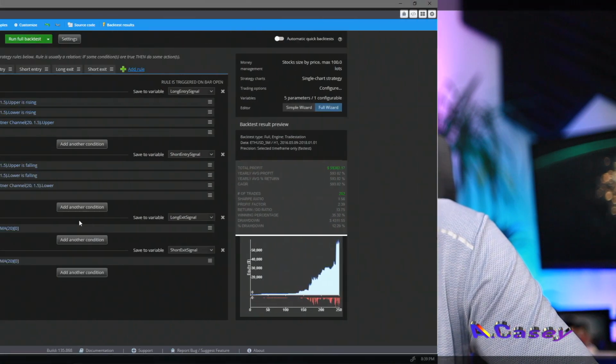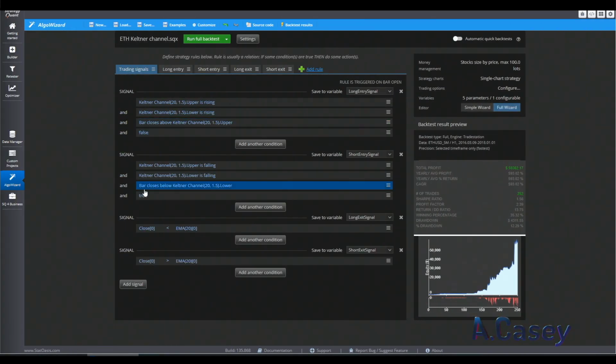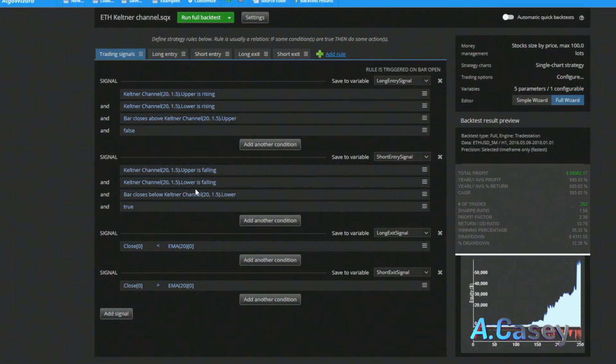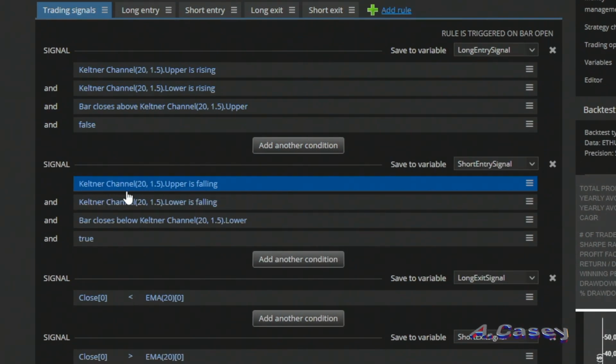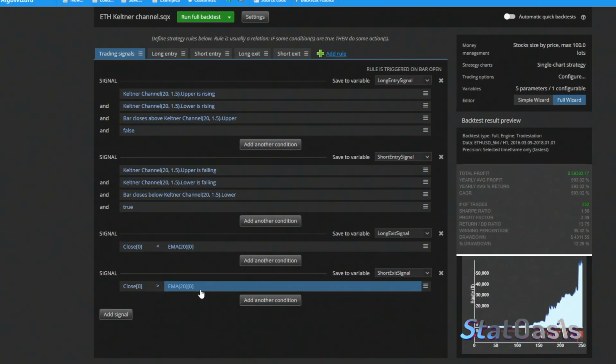on the downside. And now we will try the short side. So we put this false and this true. Same condition exactly, but now we're looking for the channel to be falling and the price to break the lower band. And then we will exit when the close is above the EMA.